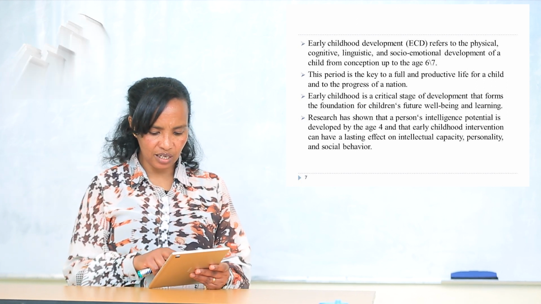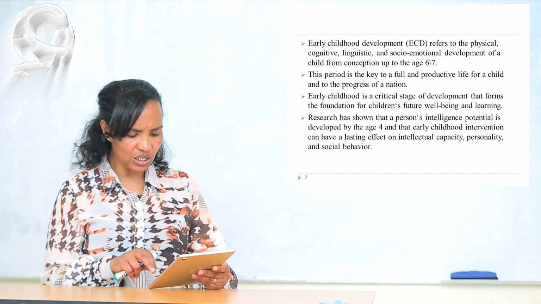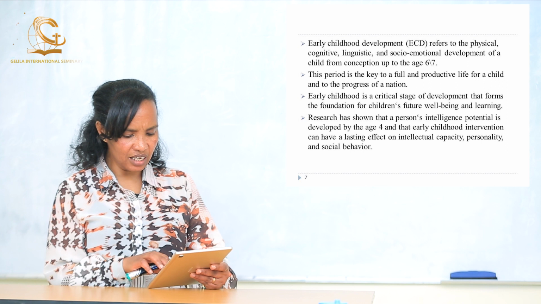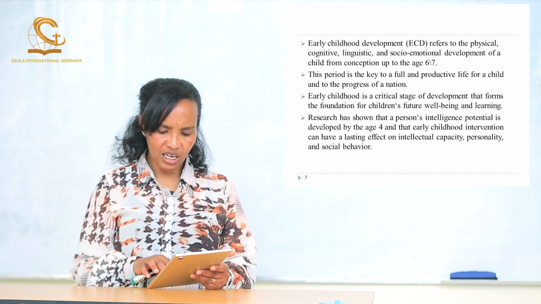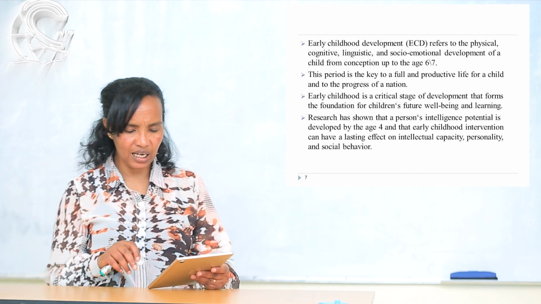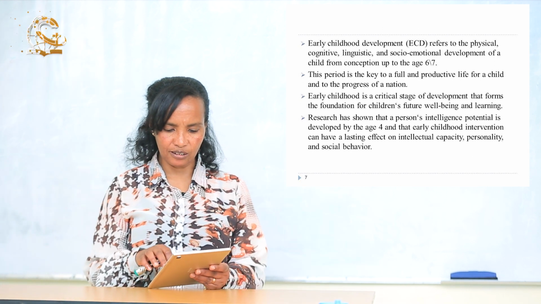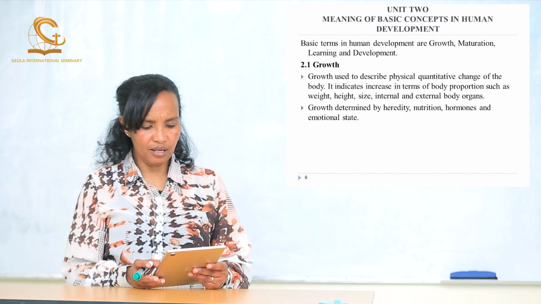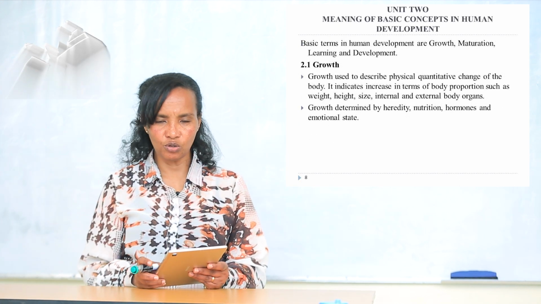Research has shown that a person's intelligence potential is developed by the age of 4, and that early childhood intervention can have a lasting effect on the intellectual capacity, personality, and social behavior of a child. This is all about Unit 1. Let us go to Unit 2, that is the meanings of basic concepts in human development.